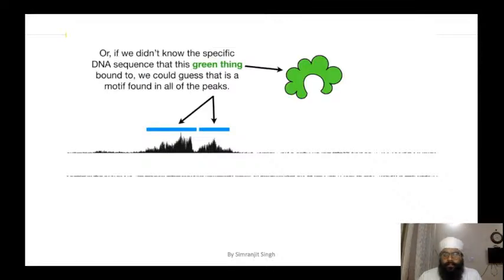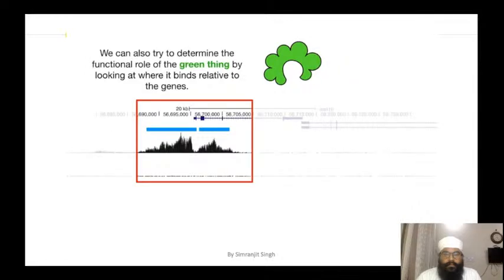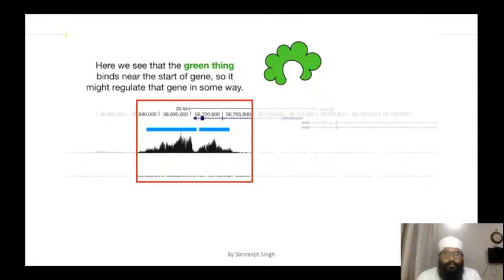If we didn't know the specific DNA sequence that this green thing bound to, we could guess that it is a motif found in all of the peaks. Here's a motif found within the peaks that indicate where the green thing bound. The large letters are more frequently associated with the green thing than the little letters. We can also try to determine the functional role of the green thing by looking at where it binds relative to the genes. Here, we see that the green thing binds near the start of a gene, so it might regulate that gene in some way.